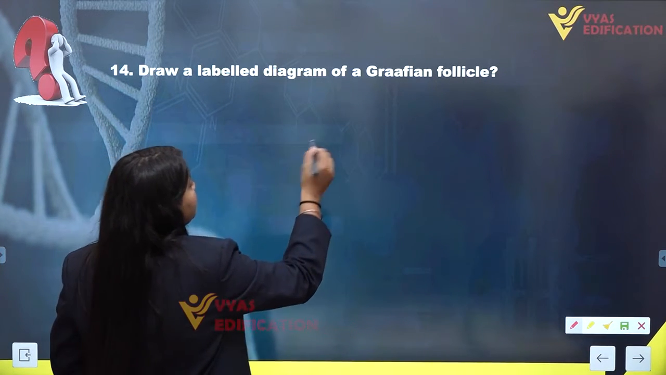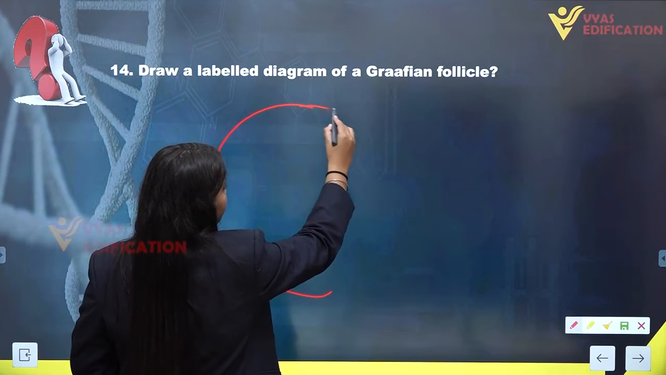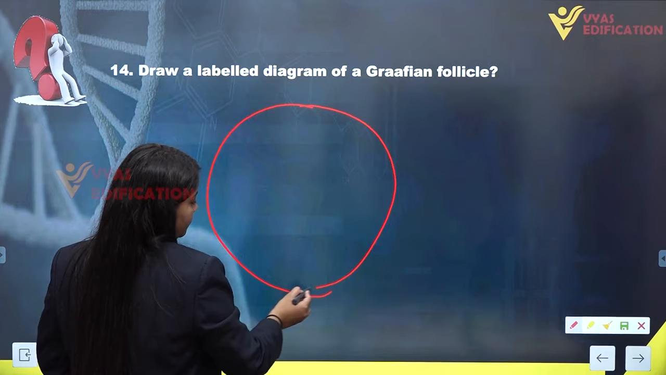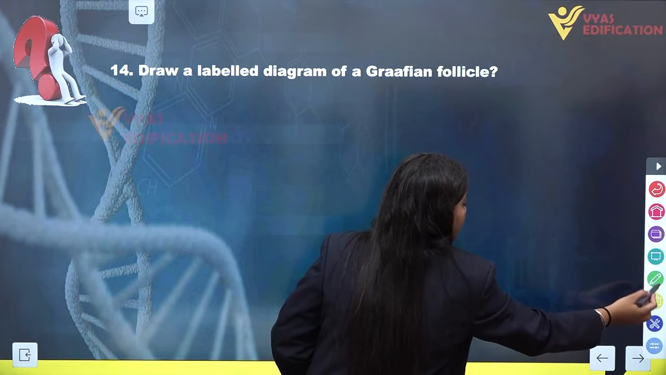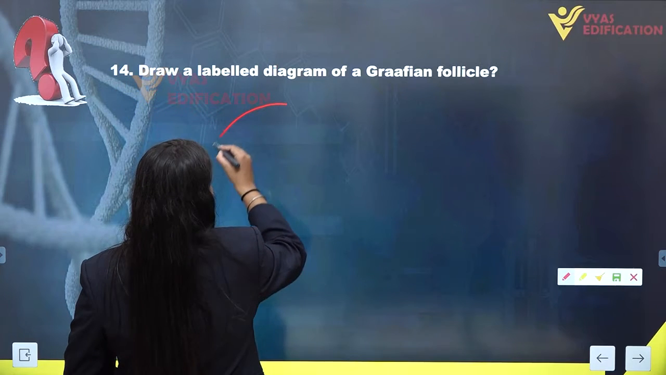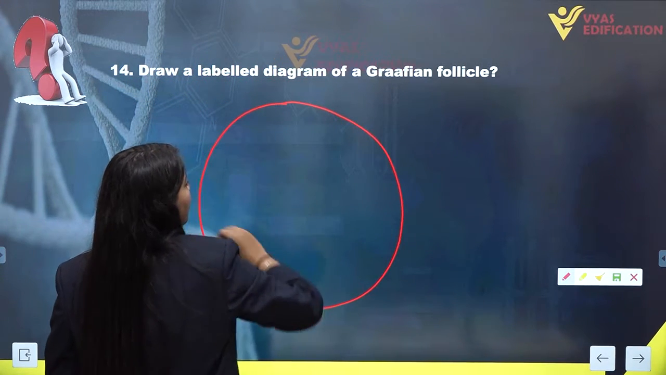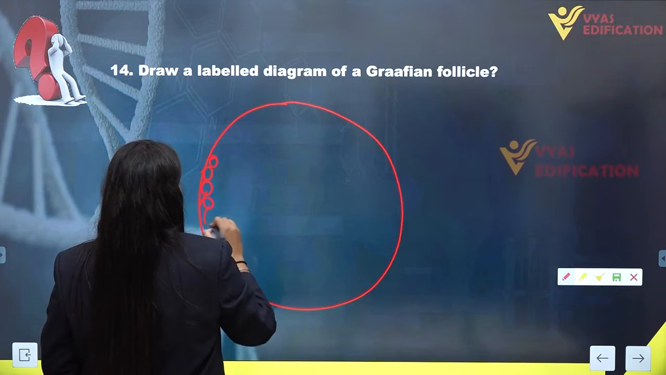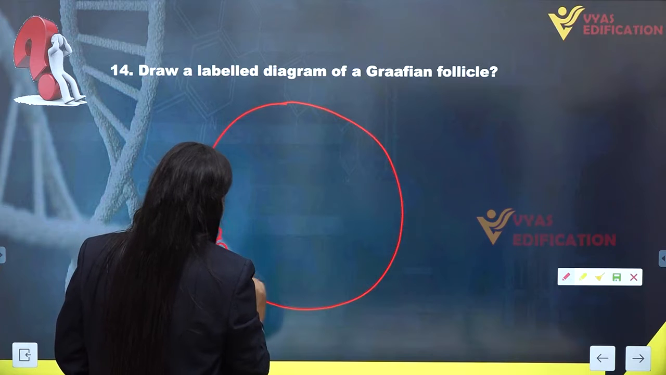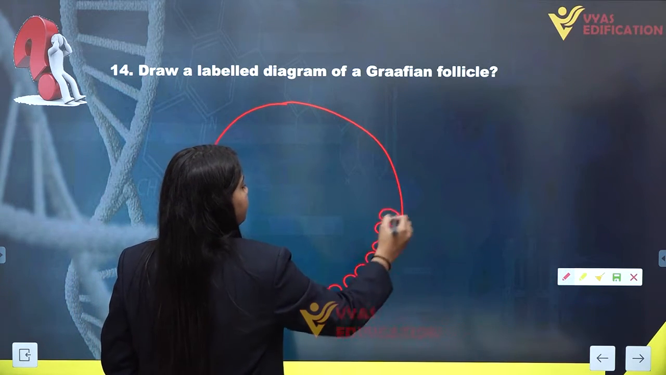Now, the Graafian follicle looks like this. This is the Graafian follicle. The Graafian follicle has granulosa cells like this. Granulosa cells.